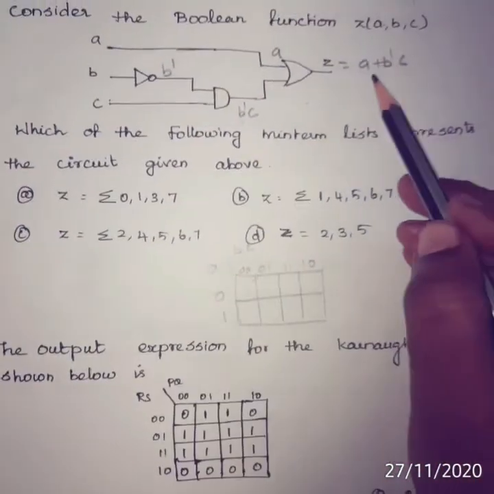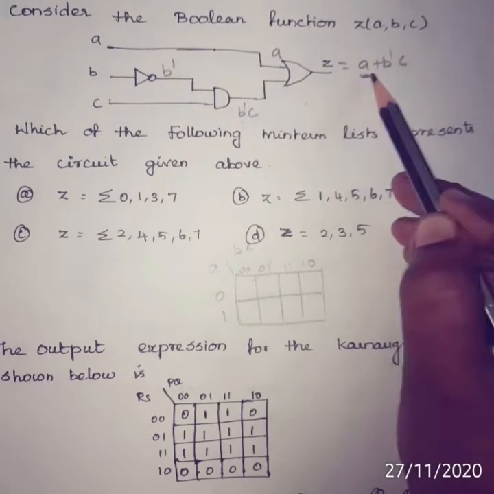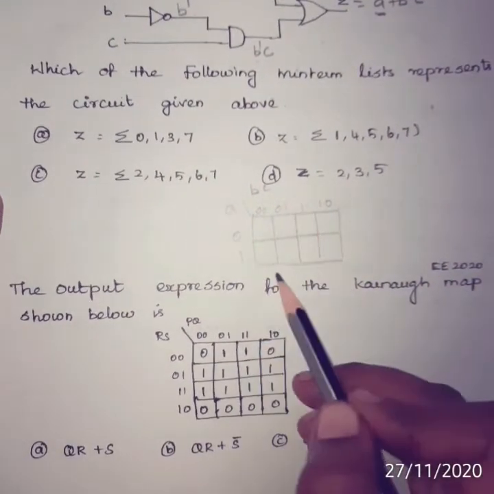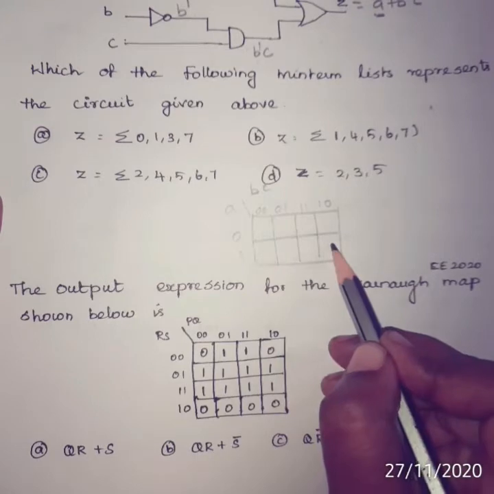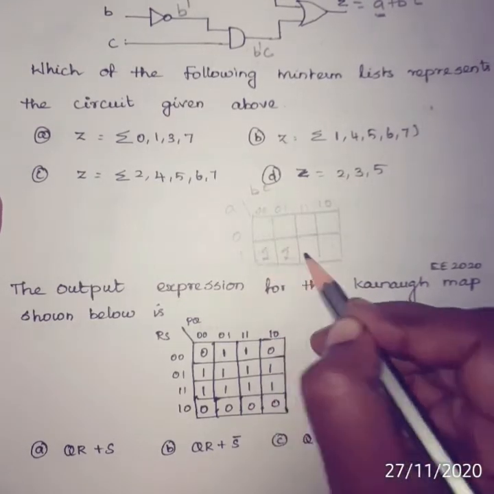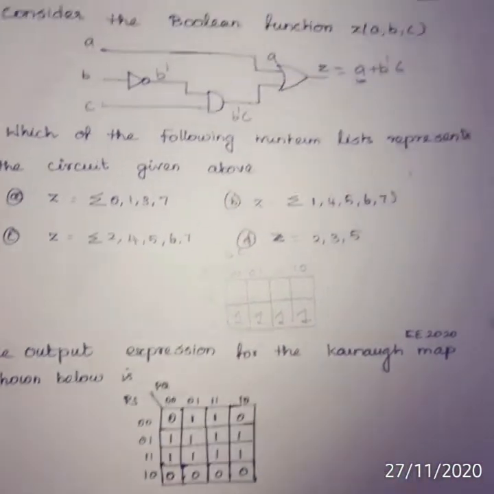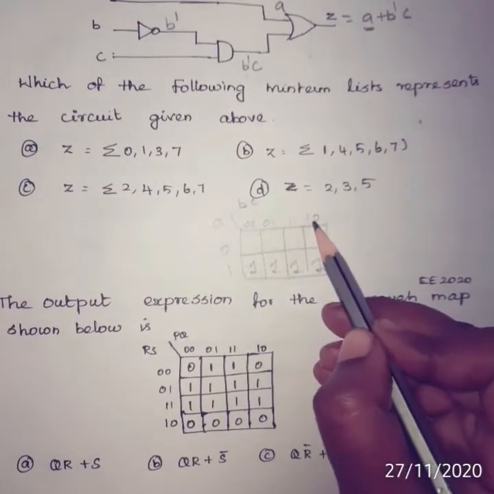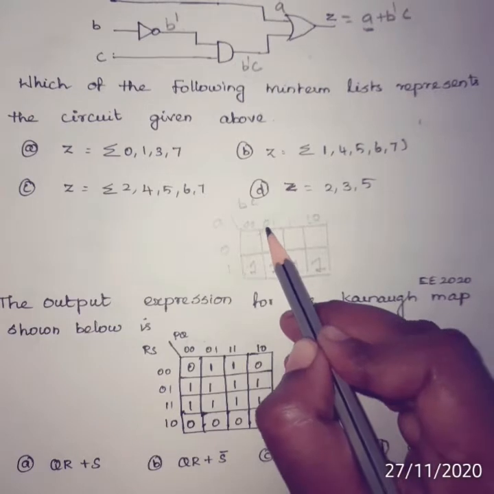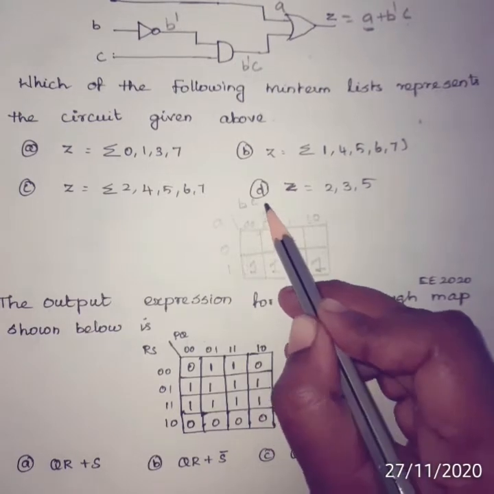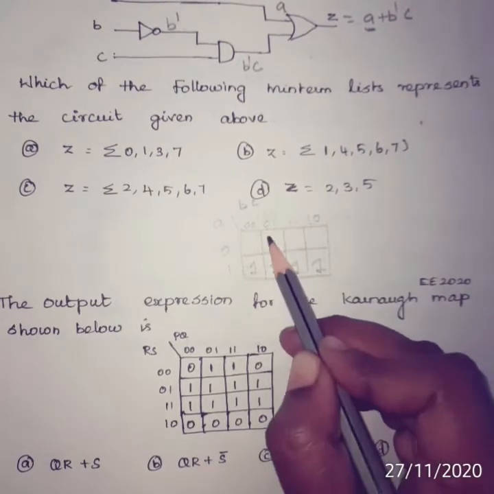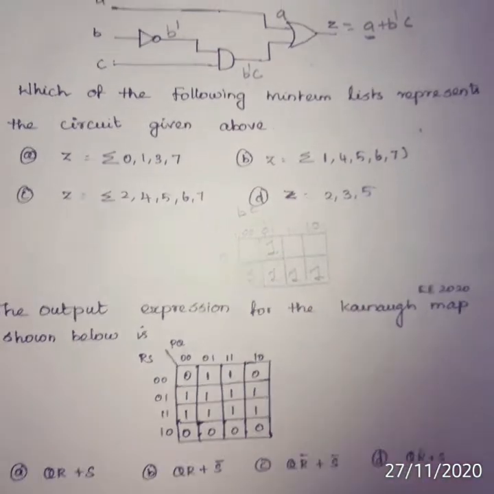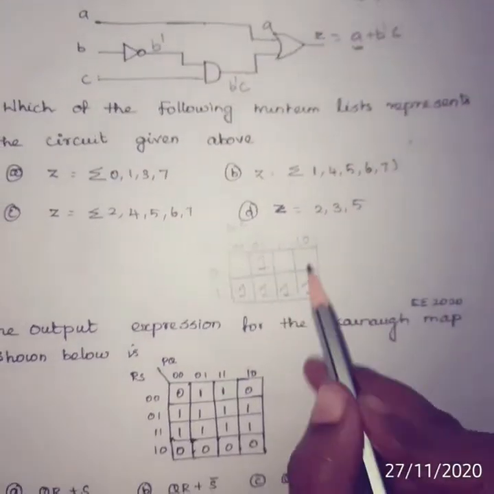The function involves A, so A is equal to 1. In this K-map, A equal to 1 is the second row, so put 1 in that row. Next is B dash C. B value is 0, C value is 1, so that is the second column. Put 1 in that column. So that's all, Z is mapped in the K-map.